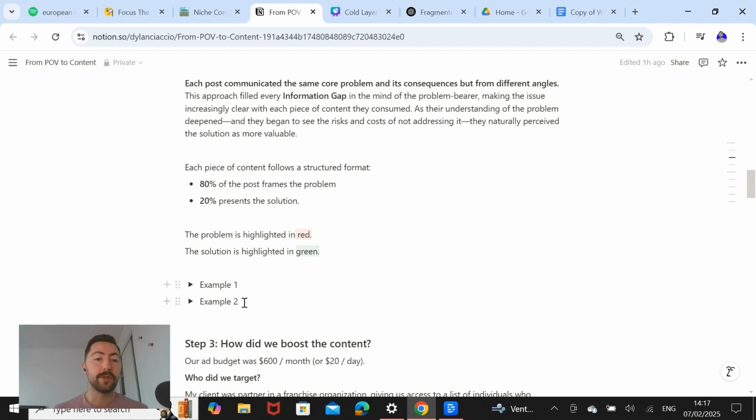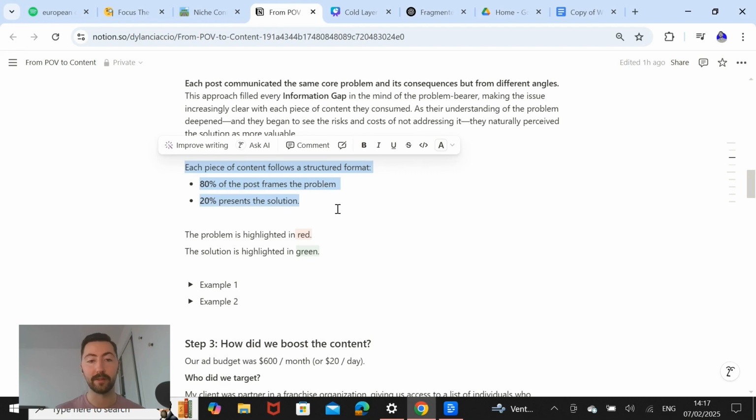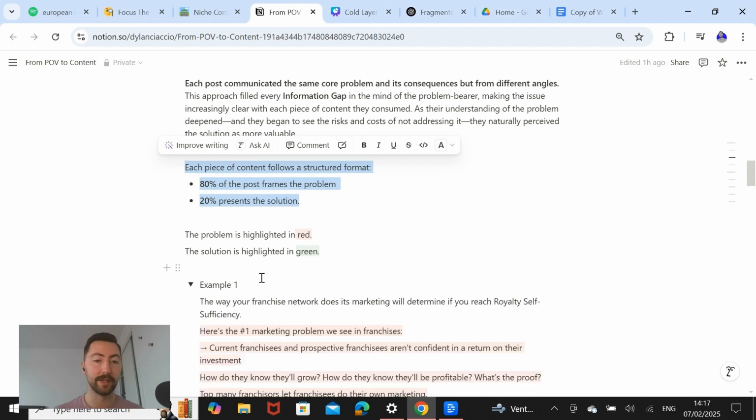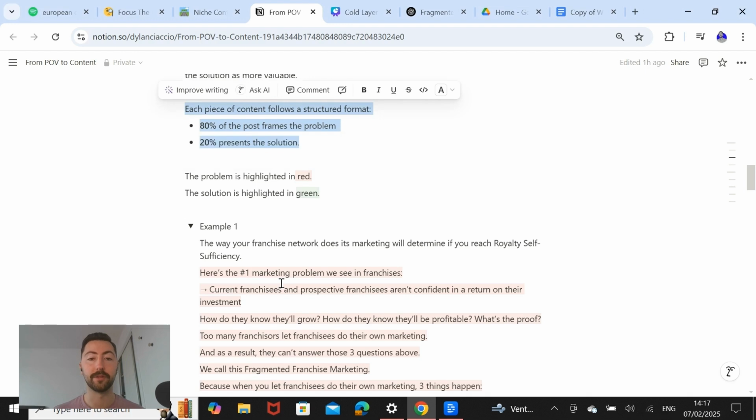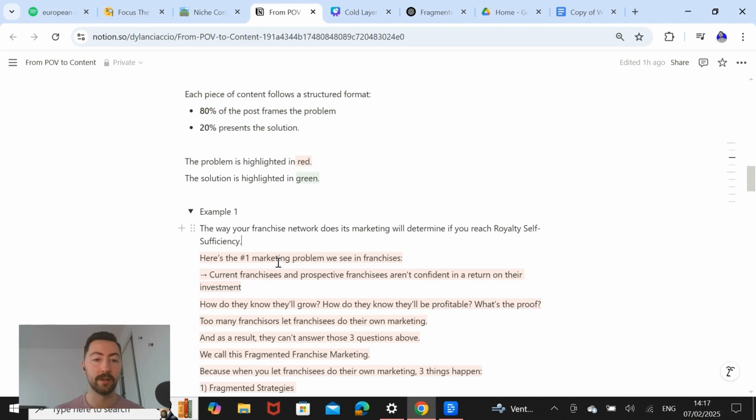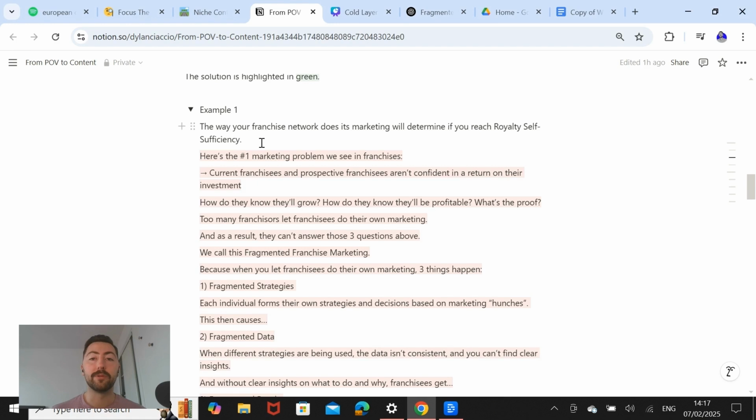So I'm going to show you 2 examples of their LinkedIn posts that we made and then boosted. You'll see that each piece of this content follows a structured format. So the first 80% of the post is really framing the problem, and then the last 20% is presenting the solution. And I've highlighted the problem in red and the solution in green, just so that you can see how it unfolds. The way your franchise network does its marketing will determine if you reach royalty self-sufficiency.